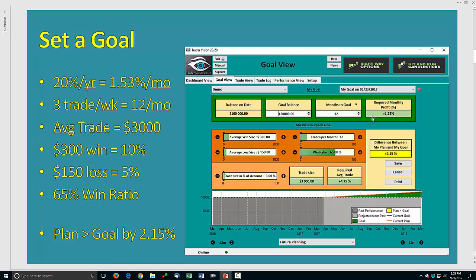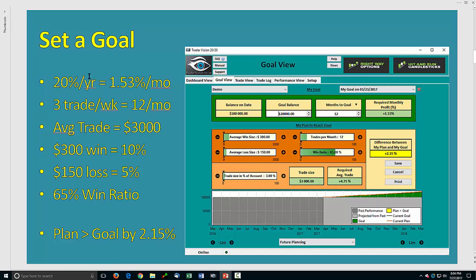And the nice thing is that we can do that with trades that are only 3% of our account size. So if you do the math, even if they were all at the same time, you'd never have more than a third of your account in active trades. So that's pretty respectable.